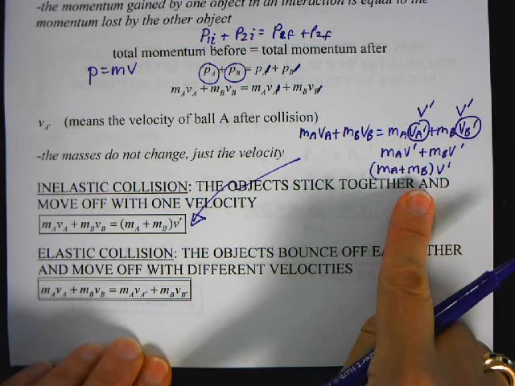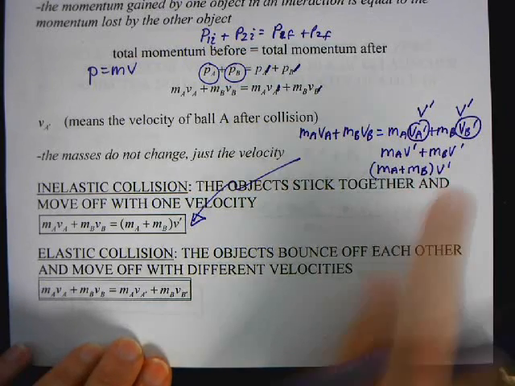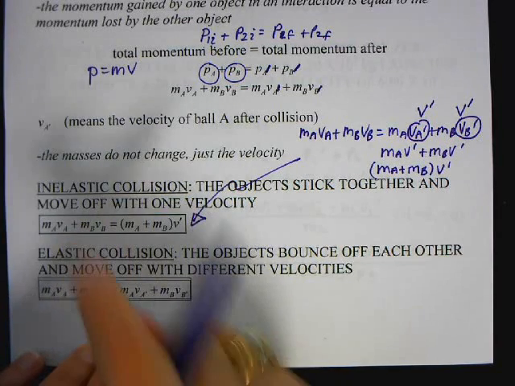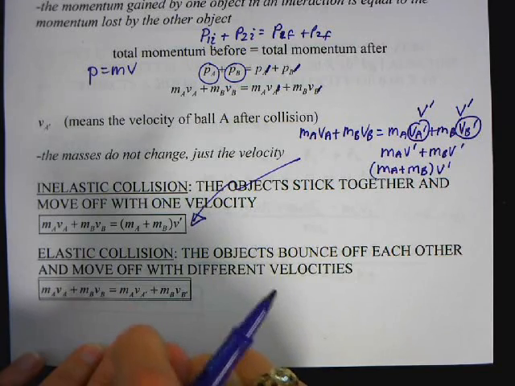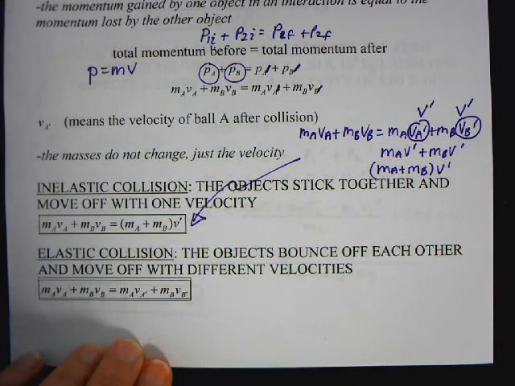Does everyone see what I did here? I'm not making up new equations. When I remember my equations for momentum, I don't remember them as MAVA plus MBVB equals MAVA prime plus MBVB prime in pieces. What I do is I think in layman's terms.